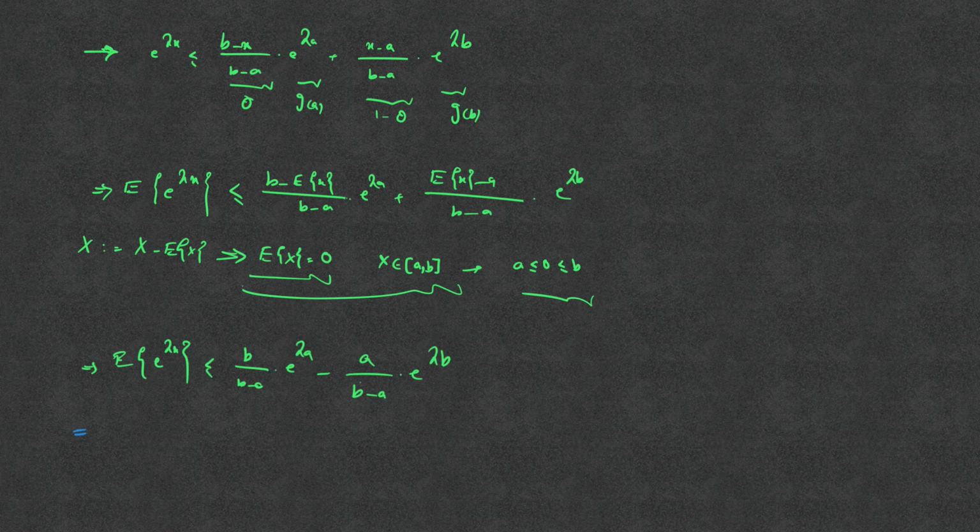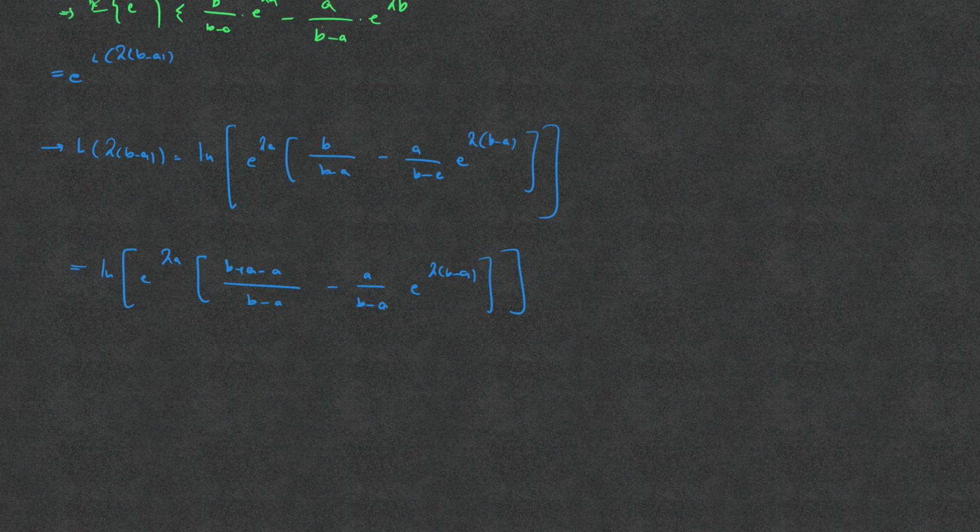Now if you say that this is equal to a function of lambda times (b minus a), now if you look at this, so we said that this is going to be equal to this, and we want to find a suitable definition for L. Note that L, a function applied on lambda times (b minus a), is equal to the ln of this term over here, which by factorizing e to the lambda a out of it, you will have e to the lambda a times this.